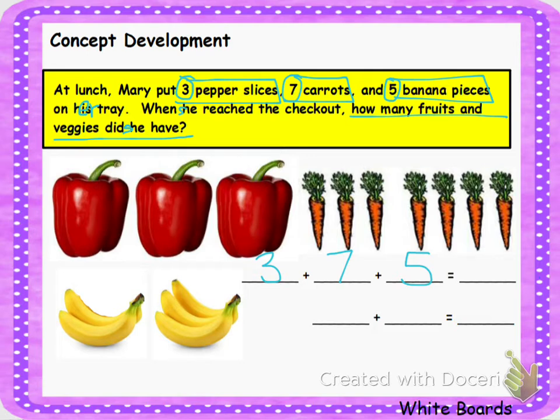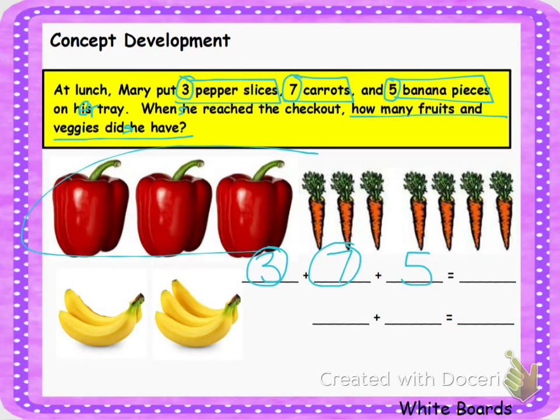Now, let's look at this. We have to ask ourselves, how should my picture look? Well, they already gave us our picture, but if they didn't, we would draw each part. We would draw 3, we would draw 7, then we would draw 5. But it's already there. Now, what 2 parts make 10? I want you to whisper in your hand. Which 2 parts make 10? Right, 3 and 7. Circle the 2 parts that make 10, which is 3 and 7.